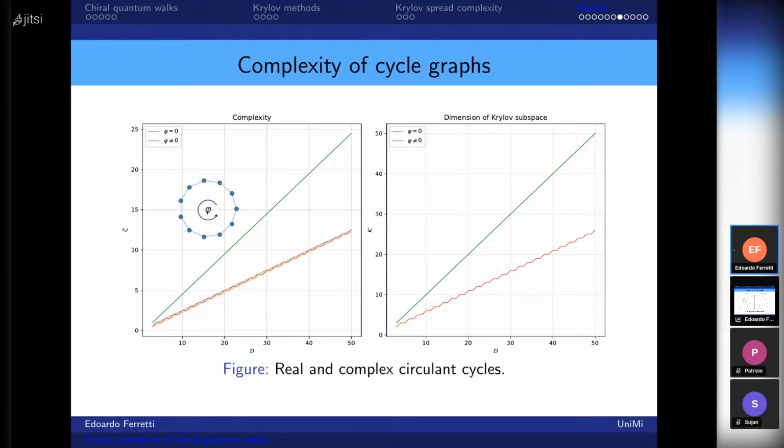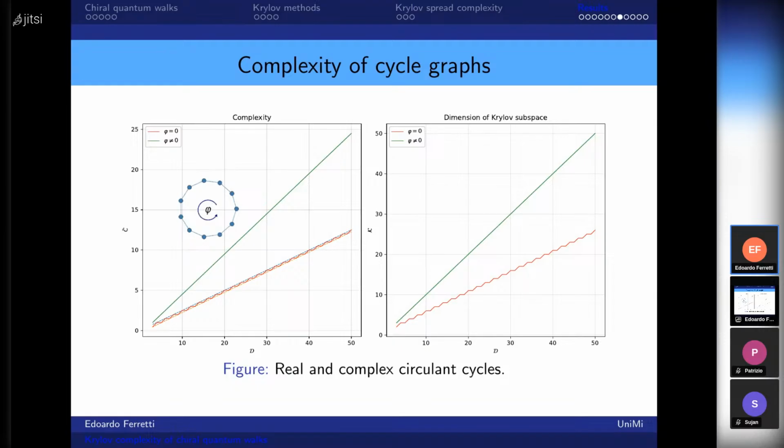We see the reason for this in the Krylov dimension. This is the dimension of the Krylov basis, which is bounded by symmetry in the real case, because we have time symmetry, and in particular we have a reversal symmetry of the graph, and this basically gives degeneracy to the spectrum, and for the reasons given above, the Krylov subspace can never exceed half of the dimension of the Hilbert space.